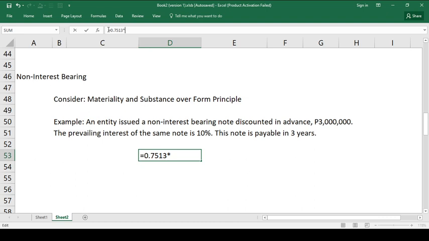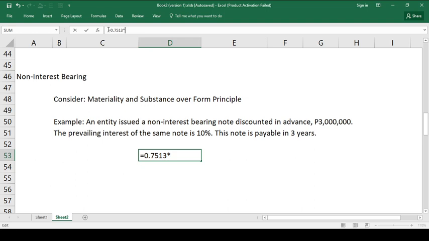Kasi, hindi po natin malalaman magkano yung cash proceeds, kasi nagkaroon ng discount. So, we need to determine magkano yung cash proceeds from the note considering that there is no interest attached. Take note, under substance over form principle, even though a non-interest bearing note has no interest expressed on the note, it is assumed in substance that there is an interest already attached to that note, but in form there is no interest. That is substance over form.